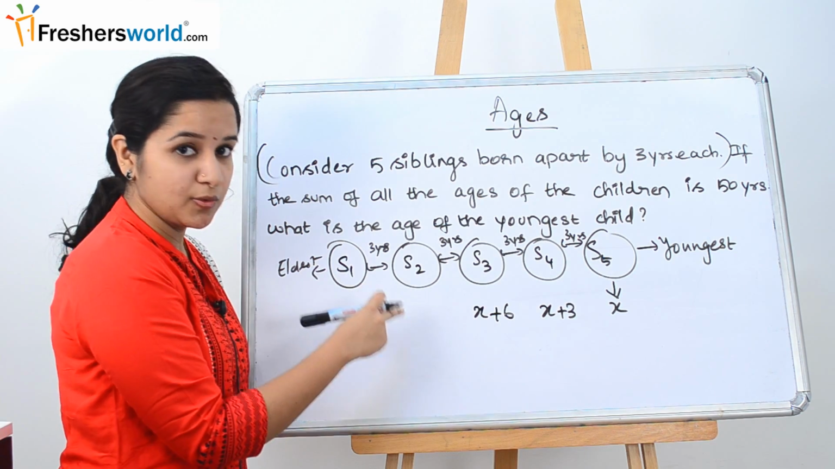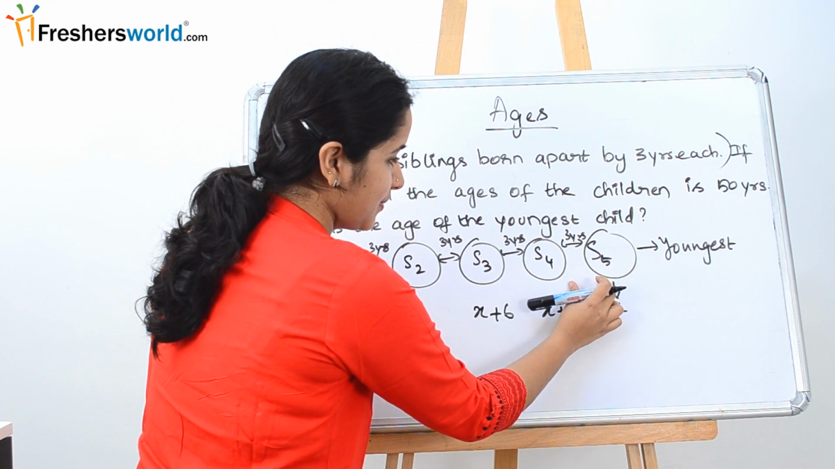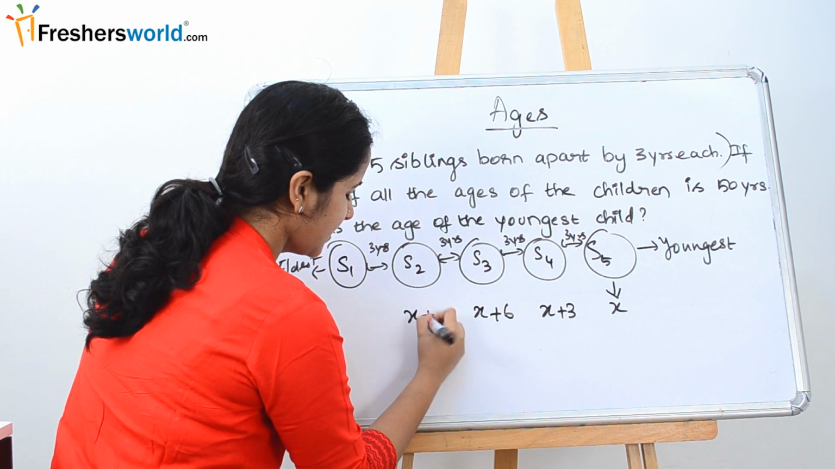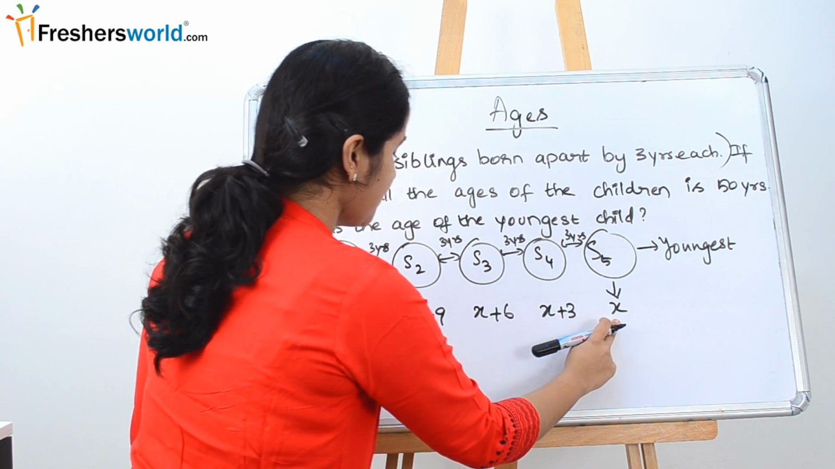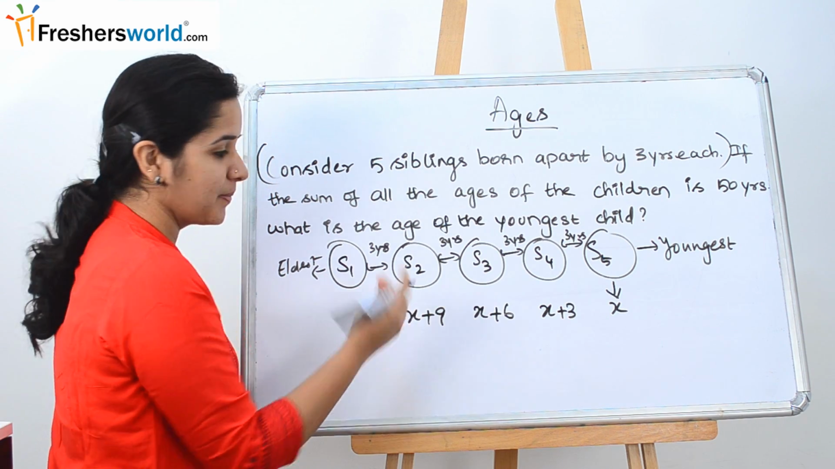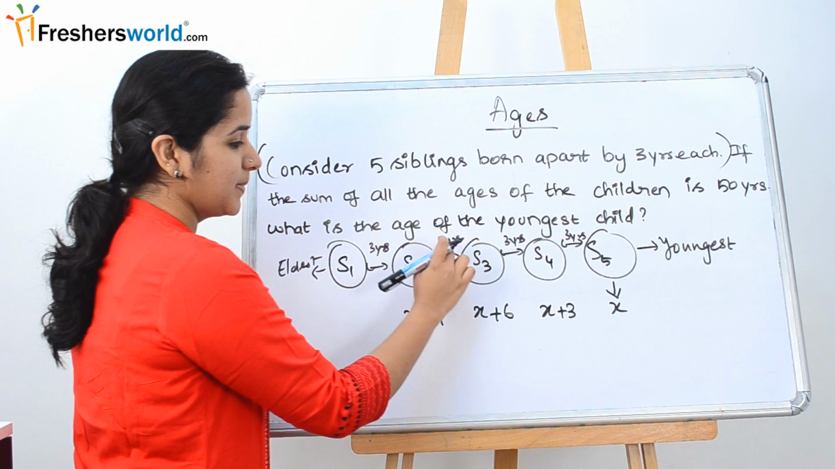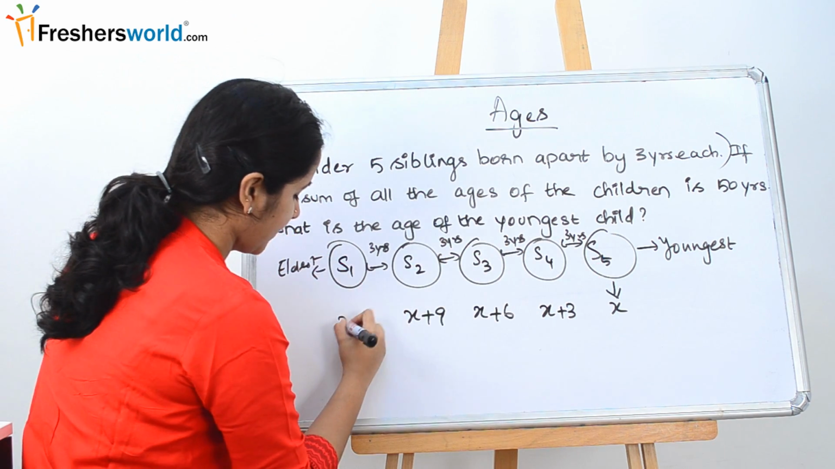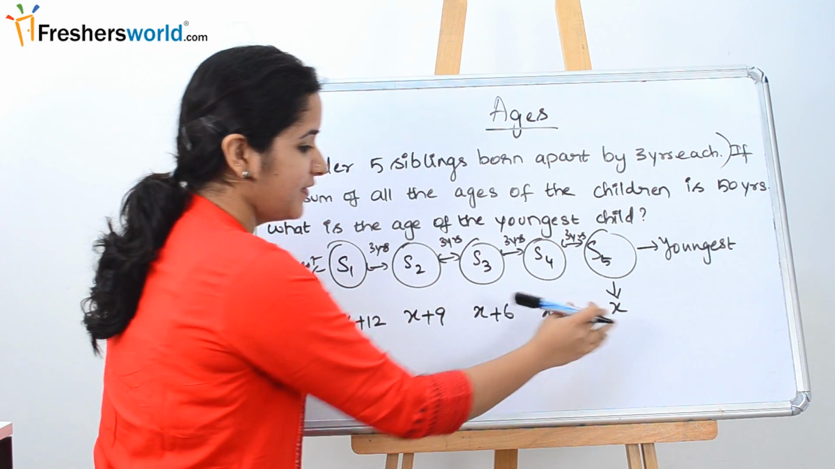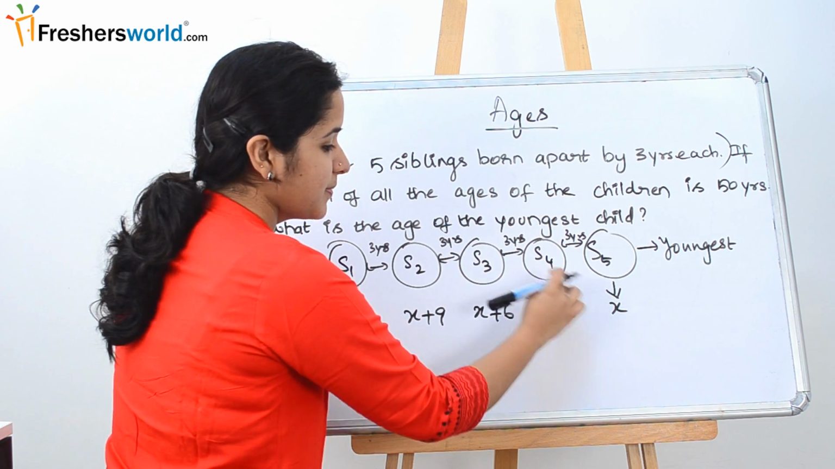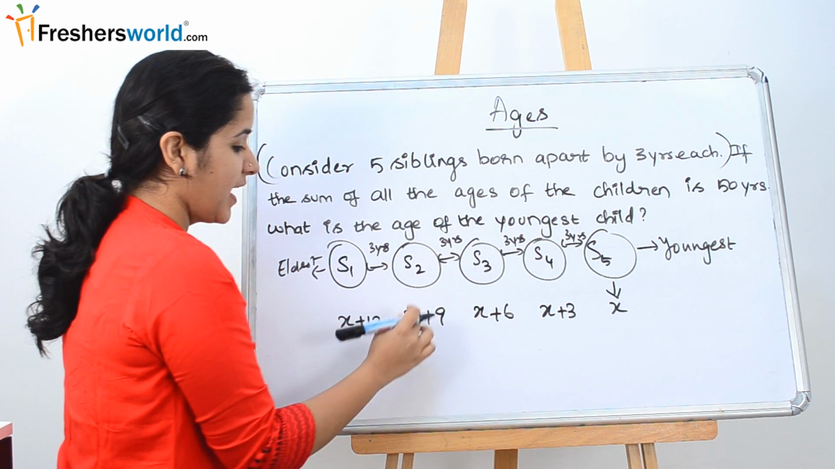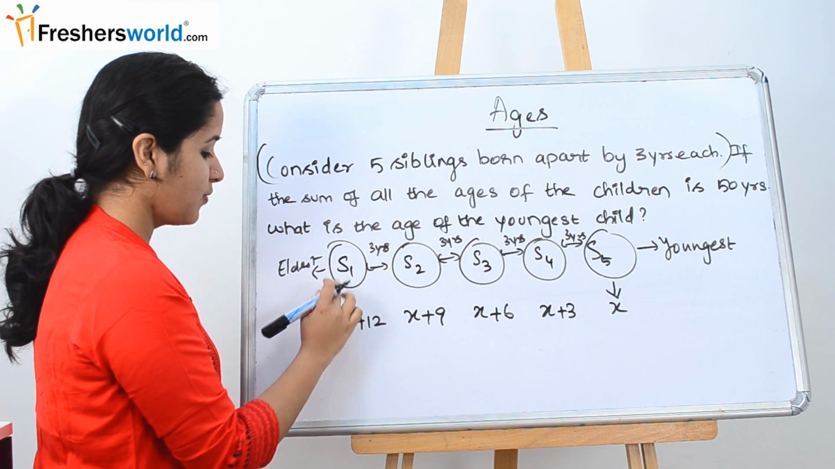Now, consider sibling 2. We know that the difference between them is 3 years each. So, it becomes 3 plus 3 plus 3, which will be X plus 9. So, sibling 5 is 9 years younger than sibling 2. Let's take sibling 1. Sibling 1 is the addition of all these years, which is 3 plus 3 plus 3 plus 3, which is X plus 12. So, we have considered sibling 5 as X and we are seeing the age difference of each of them. Sibling 4 is 3 years older than X, sibling 3 is 6 years older than sibling 5, sibling 2 is 9 years older, and sibling 1 is 12 years older.